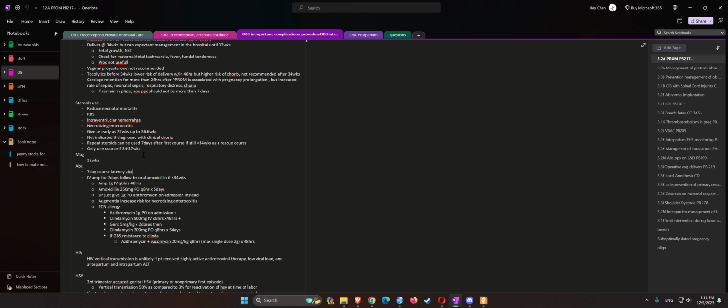What antibiotics would you use? We use ampicillin 2 grams every 6 hours for the first 48 hours, followed by amoxicillin 250 milligrams every 8 hours. And we use azithromycin 500 milligrams PO for the first 2 days, followed by erythromycin 333 milligrams every 8 hours for the next 5 days.